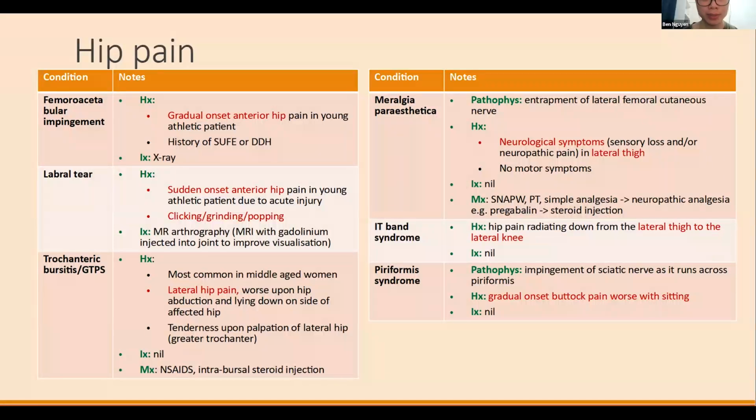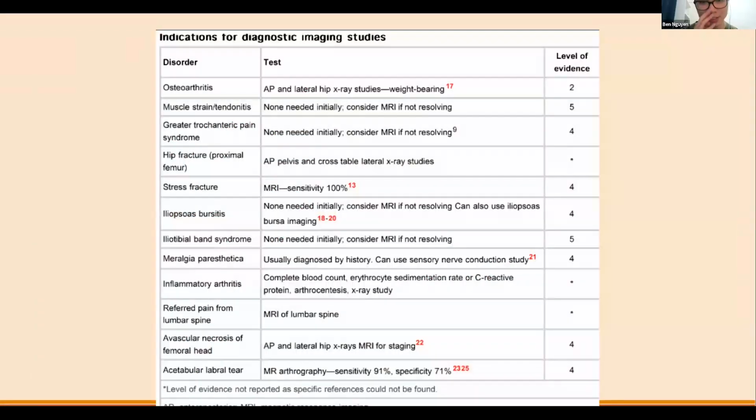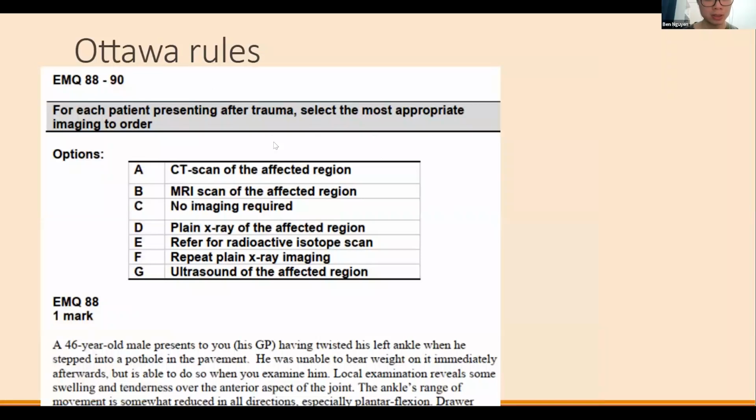You'll notice for most of these, you don't do any investigations, right? So if you're unsure of the diagnosis, I'll probably just pick no investigations, because a lot of hip stuff, you don't really need any investigations. It's mainly the red flag things that you need to investigate for. Everything else, you can probably go by without investigating.